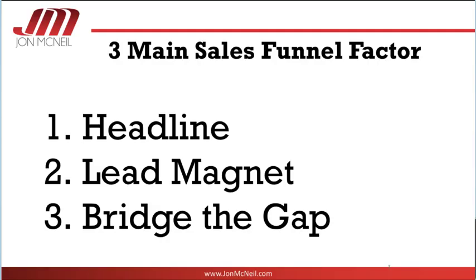So that's what we're going to be talking about in this video. We're going to be discussing the 3 things that you need to have and do within your sales funnel to ensure that you have engaged prospects and you get sales at the end of that funnel. There are 3 main factors that you need to be focused on when you're trying to generate income with your sales funnel. Number 1, that's the headline. Number 2 is the lead magnet, and number 3 is bridging the gap. We're going to go through each one of these things very quickly.